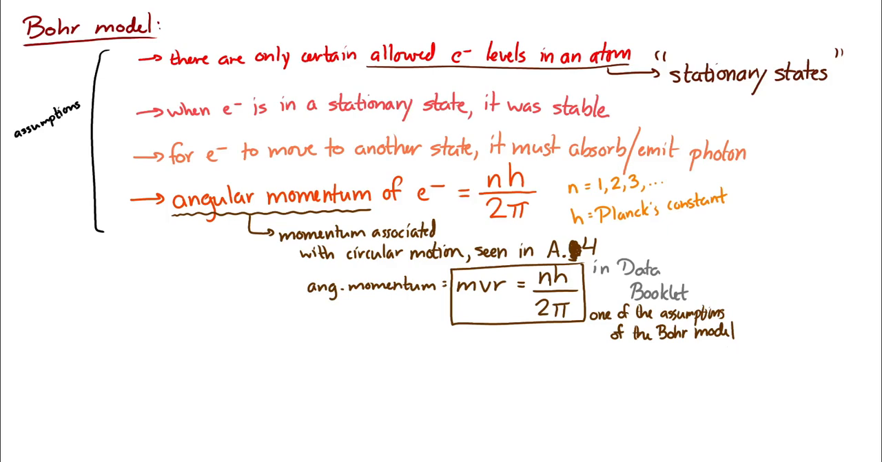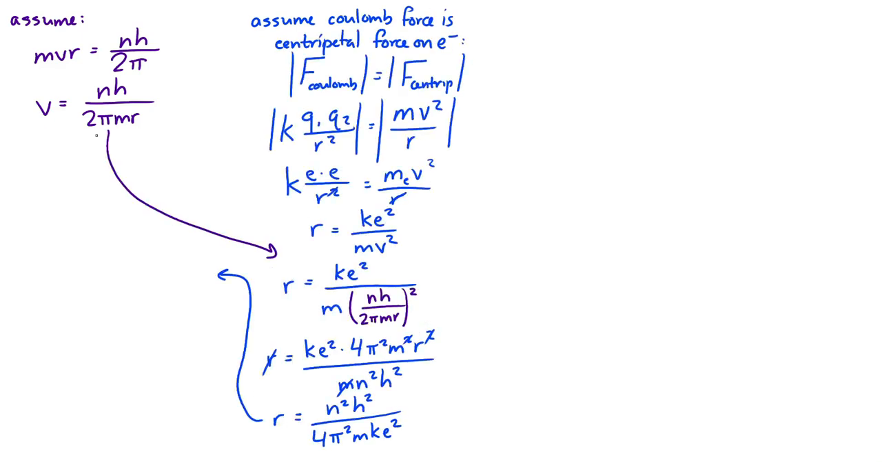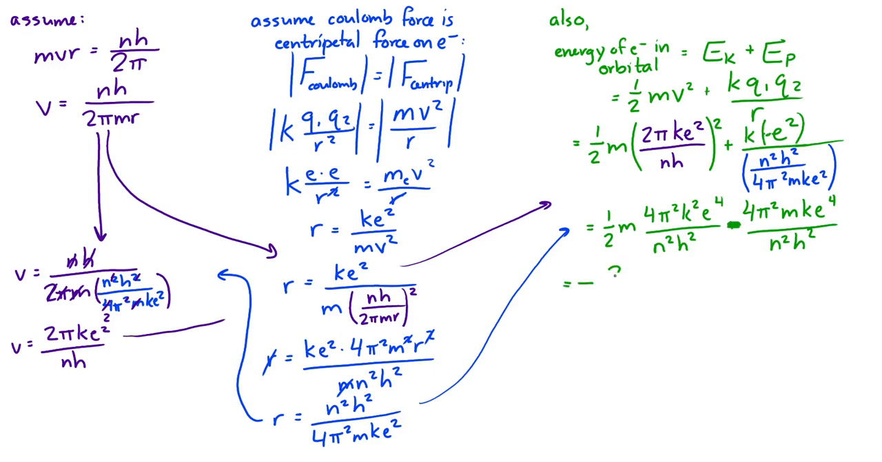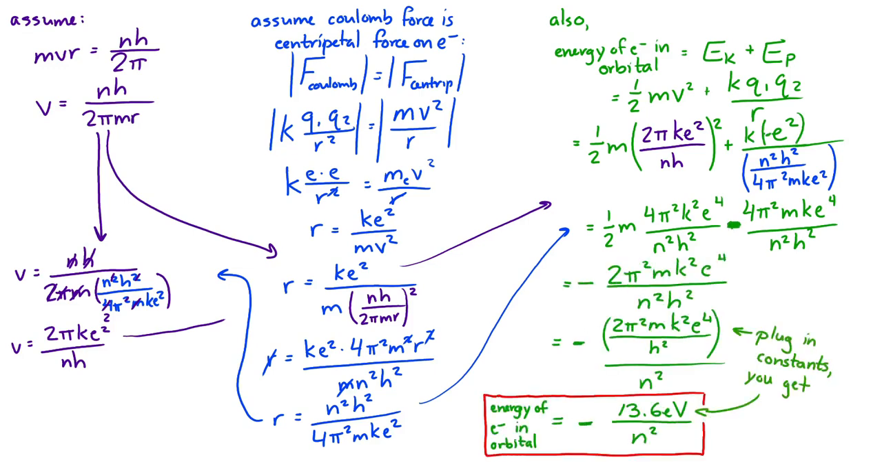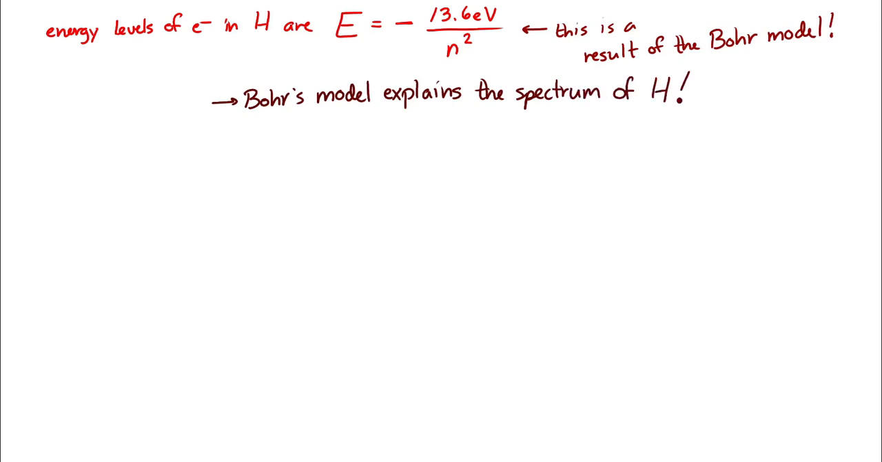Here's the thing. If you make these assumptions, then you can go through a rather long proof, and I'm going to do it very quickly here. This is not something that you would be expected to reproduce. But at the end of the proof, if we make these assumptions, we get that the energy states for an electron in a hydrogen atom are equal to negative 13.6 electron volts over n squared, where n is that integer that is non-negative and non-zero. In other words, we get the allowed energy levels of an electron that explain the spectrum of hydrogen. So Bohr's model explains the hydrogen spectrum, which is a huge deal.